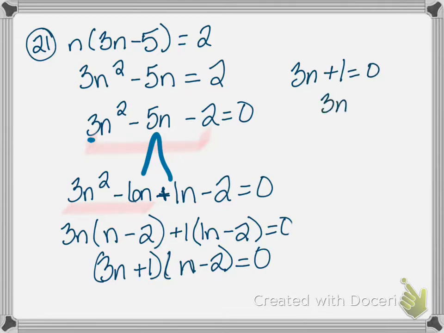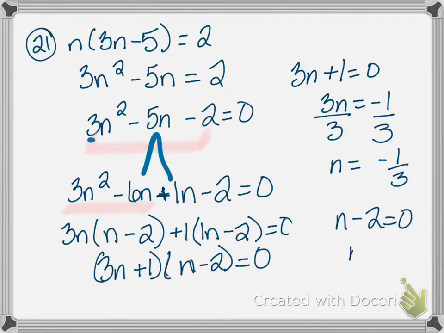So I subtract 1 from both sides. Okay, and then I divide by 3. So one of my solutions is negative 1/3. The other solution is going to be positive 2. So my answers here are negative 1/3 and positive 2.